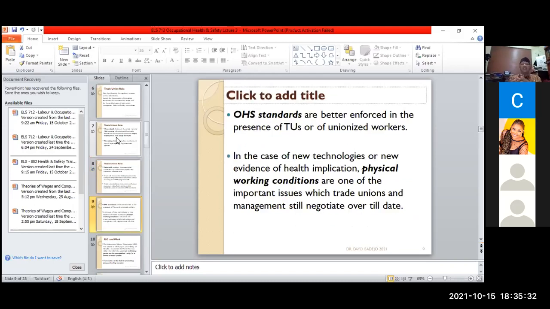Now, occupational health and safety standards are in it. Will not take a no for an answer. And when they have their representative, they put their best forward to ensure that the safety of their members is paramount. They hardly compromise when it comes to this kind of issue. So in the case of new technology or new evidence of health implications, physical working conditions are one of the important issues which trade unions and management still negotiate over till date.